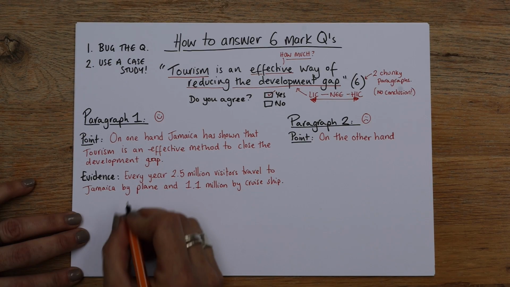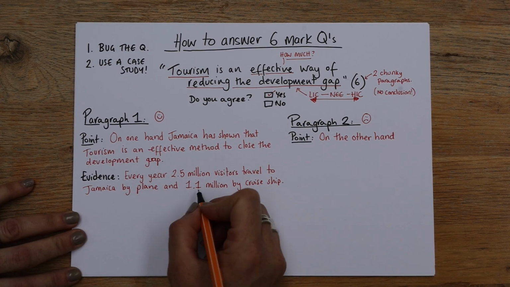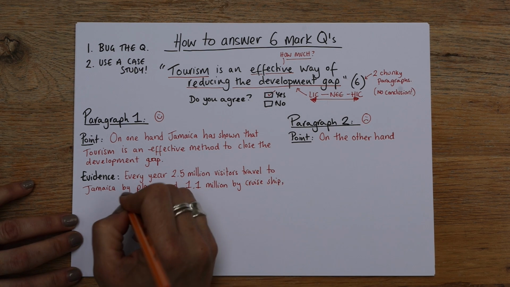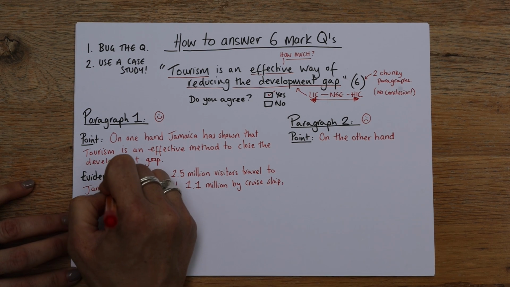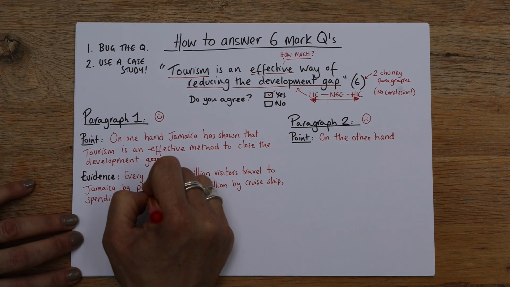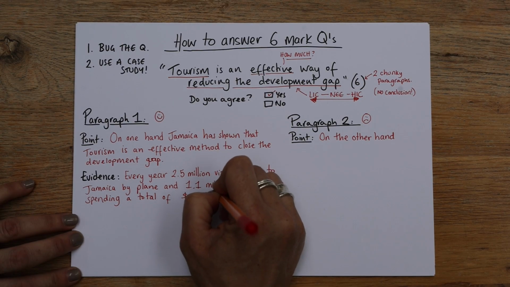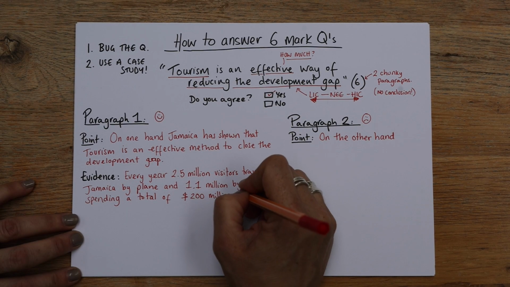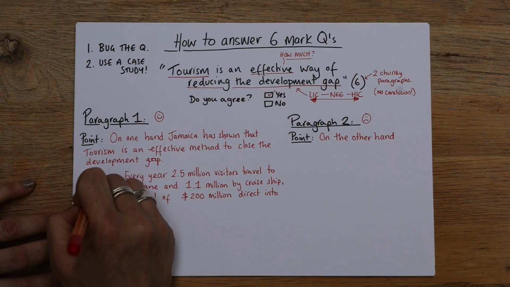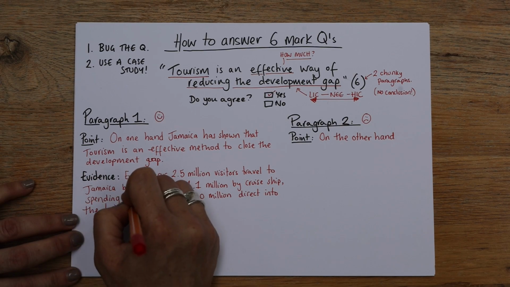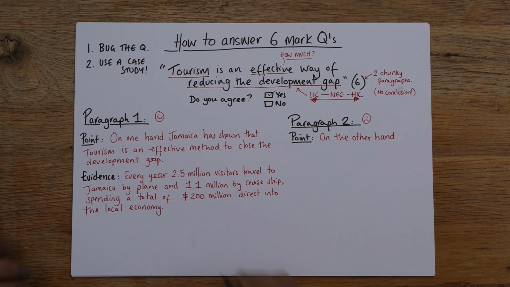And that's important later on because that is a kind of negative, because it's often all inclusive. So every year 2.5 million visitors travel to Jamaica by plane and 1.1 million by cruise ship, spending, let's get some more data in there, a total of $200 million direct into the local economy. Okay, and Jamaica's not corrupt. The money's going straight in there, so it's really good news, and it's massively beneficial.